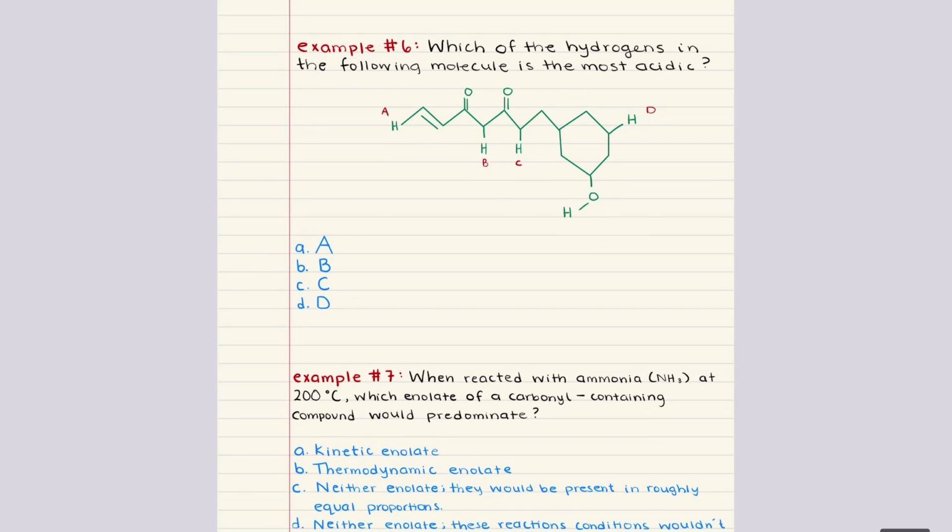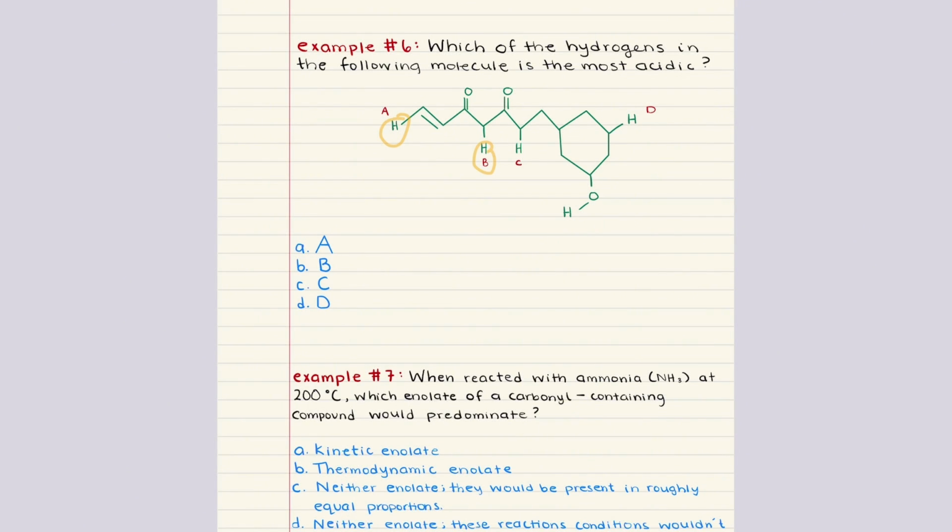Problem 6 says, which of the hydrogens in the following molecule is the most acidic? To determine which hydrogen in the molecule is the most acidic, we need to evaluate the stability of the conjugate base that would result from deprotonating each position. Let's go through each option. Hydrogen A is part of an alkene. sp2 hybridized hydrogens are slightly more acidic than sp3. Let's keep that in mind as we work through the other options.